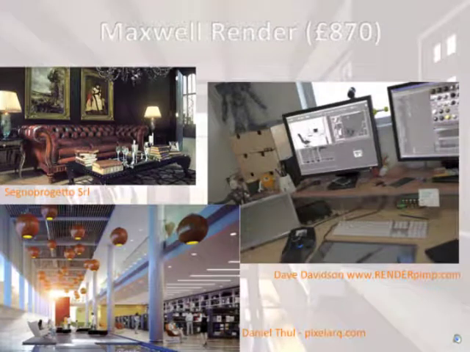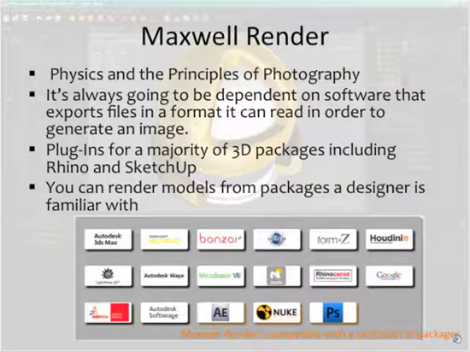The first renderer we'll look at is called Maxwell Render. Here are some pretty pictures made from it that I found on the internet. It's a third-party render engine based on the physics of light and on the principles of photography in its setup and operation. What attracted me to Maxwell is the idea that I can make a model in SketchUp and Rhino, or a majority of other 3D packages, and then export it and import it into Maxwell to render it. And that idea makes it an extremely attractive tool to work with.